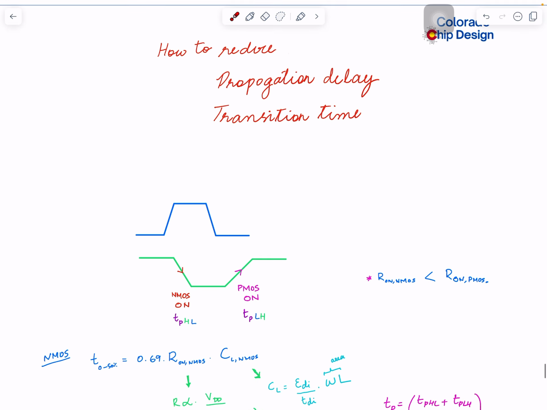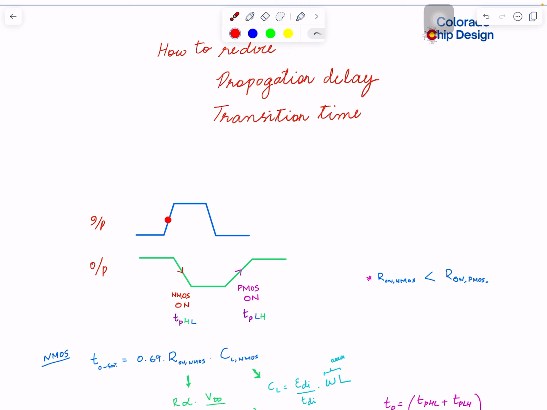This is your input to an inverter and this is the output. The inverter has PMOS and NMOS. So when the input rises, output falls. And this is the time when NMOS starts turning on. When its input is 1, output is 0. So this is really the delay from here to here.